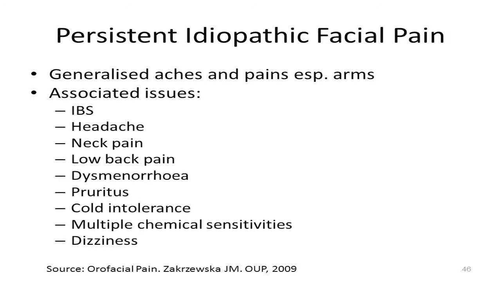I couldn't help but draw some similarities between some of the descriptions that Michael made. It appears like this feels like a migraine type picture within the teeth or the jaw structure, because it's often the same precipitant factors that are involved in it. Generalised aches and pains are often described, particularly in the arms, and we get associated medical aspects to patients with persistent idiopathic facial pain: irritable bowel syndrome, headache of various descriptions, neck pain, low back pain, dysmenorrhea, itchy skin, intolerance of cold, and often they come with multiple chemical sensitivities and increasingly inability to use a mobile phone. Often people will come and say, when I use my mobile phone, my pain comes on.